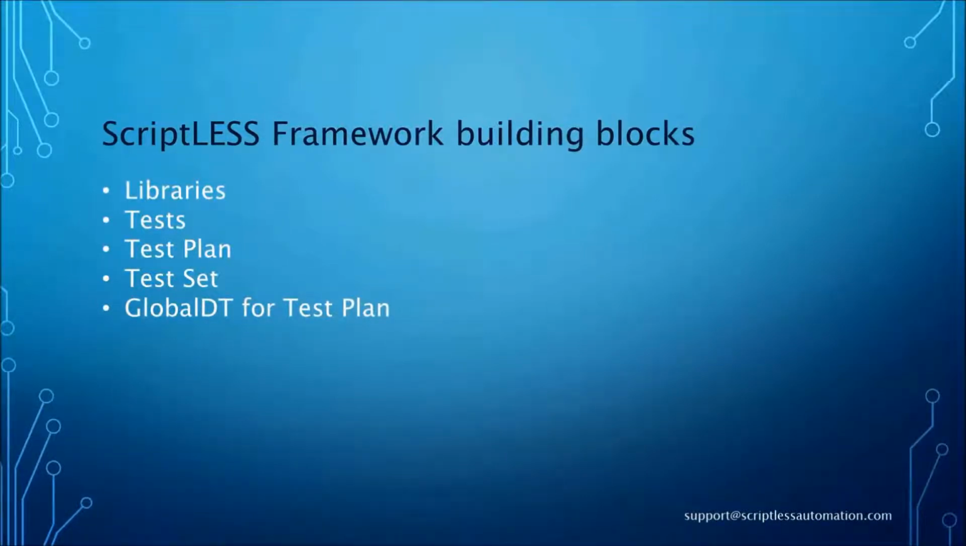Test sets are nothing but a group of test plans which will help us accomplish our end-to-end testing across applications, and our global DT is what helps us manage our data. It is set up at the test plan level. All the test case scenarios get pulled into our test plan, and the data set up at the test plan level gets pulled into our test sets. Data, once created, can be reused in all these different levels.